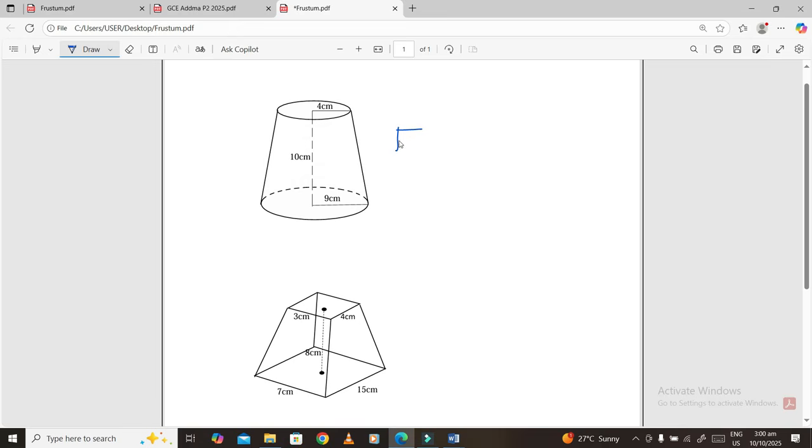We've got these two frustums. There is the first frustum that you're able to see. We shall call this a frustum of a cone. When it comes to finding the volume of a conical frustum, this is where we happily use this formula.